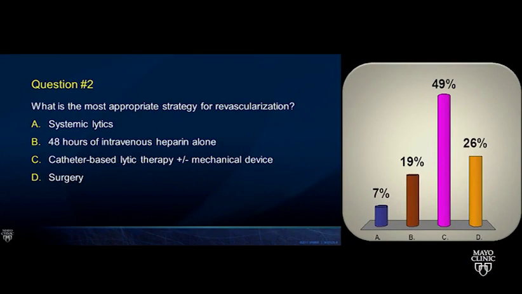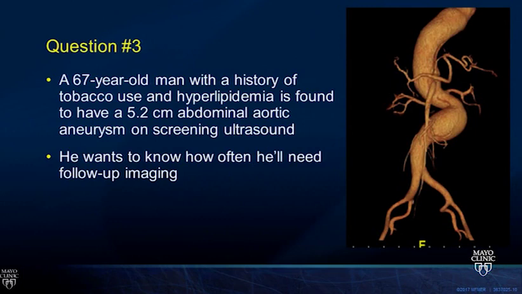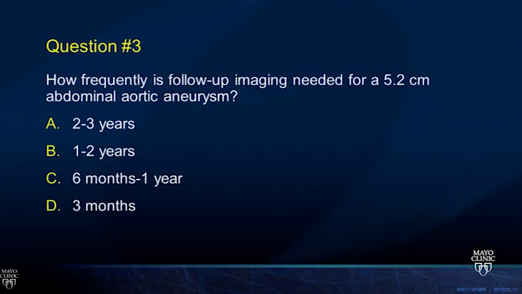Okay. We can be certain that the majority of you didn't get it right, apparently. Question number 3. A 67-year-old man with a history of tobacco use and hyperlipidemia is found to have a 5.2 centimeter AAA on screening ultrasound. He wants to know how often he'll need to do follow-up imaging. Every 2 to 3 years, every 1 to 2 years, 6 to 12 months, or 3 months.